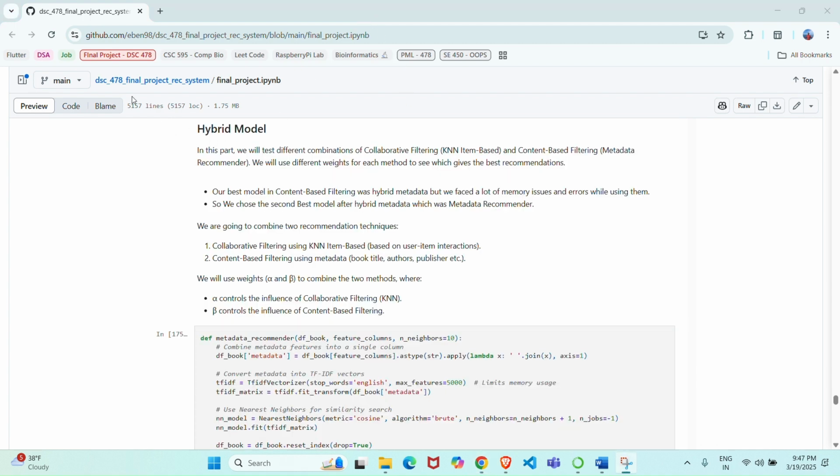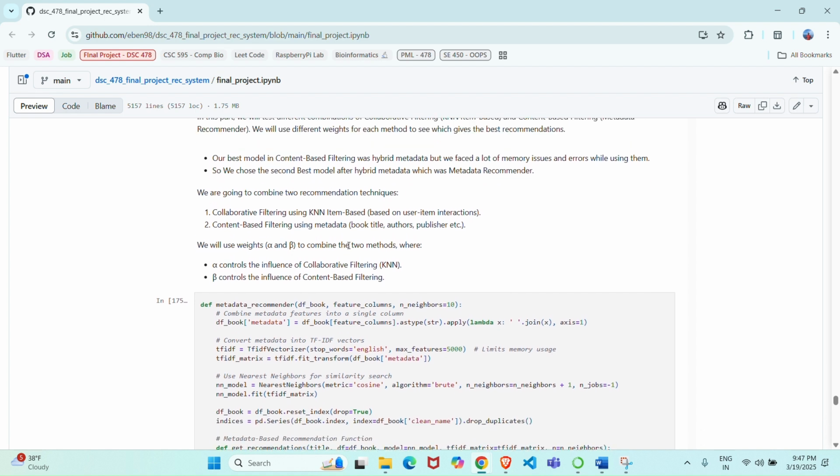So next we are doing the hybrid model. So here we are combining both the collaborative filtering and the content based filtering. The content based filtering best fit was the metadata recommender, but when we fit it into our hybrid model we faced a lot of issues. So we selected the second best model. So here we chose the KNN item based from the collaborative filtering and the metadata recommender from the content based filtering in the hybrid model.